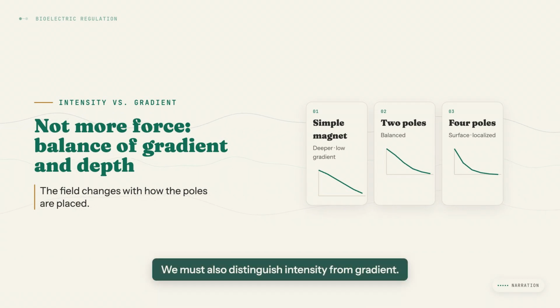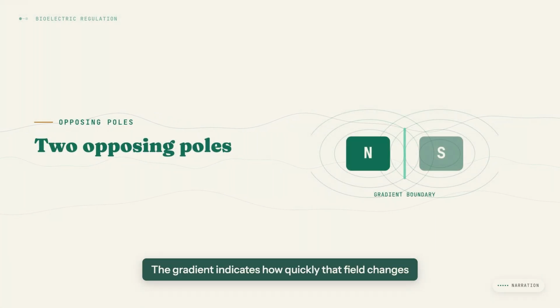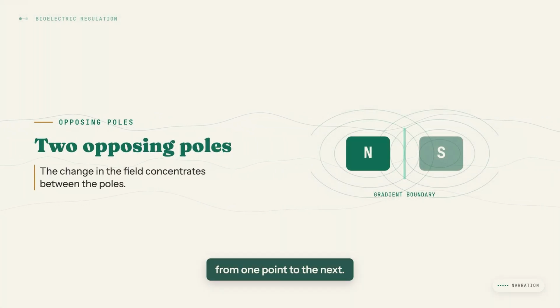We might also distinguish intensity from gradient. Intensity indicates how strong the field is at a point. The gradient indicates how quickly that field changes from one point to the next.